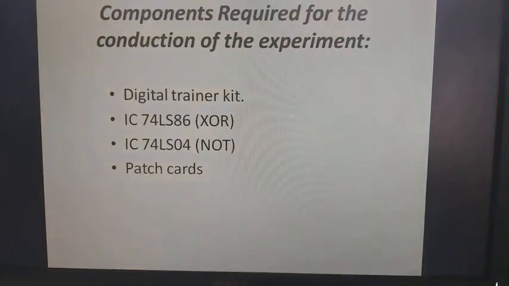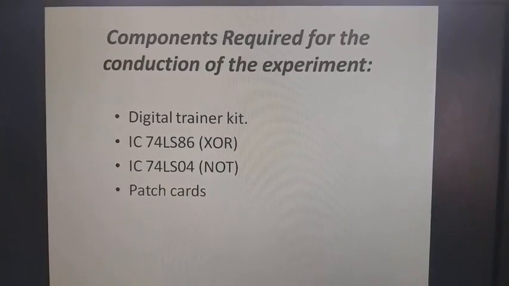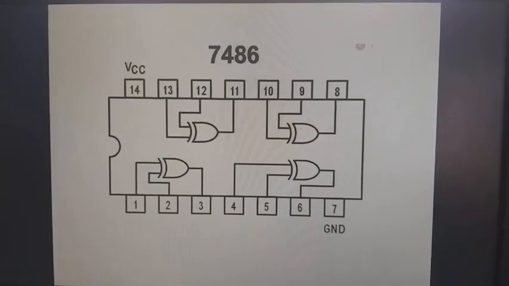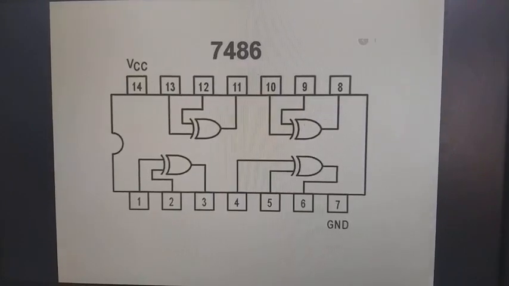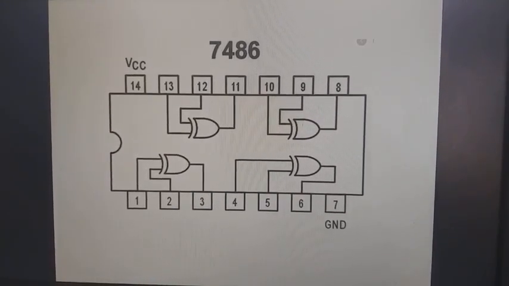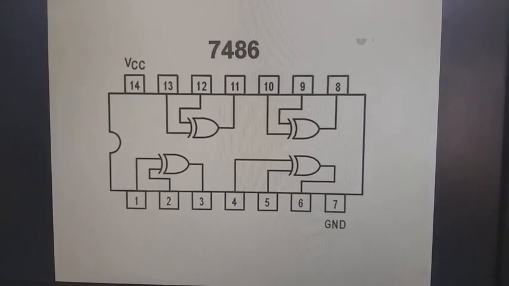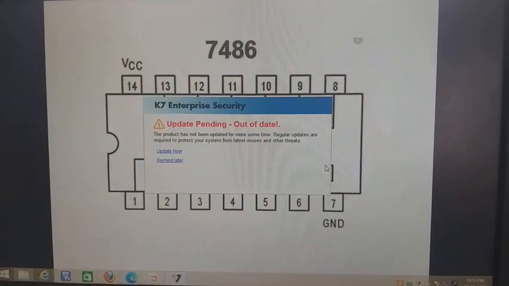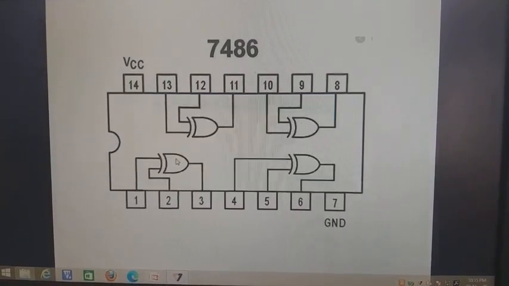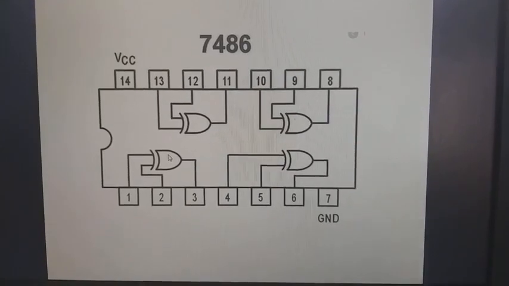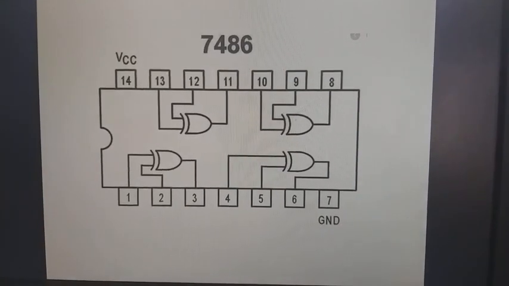So the ICs required to generate odd parity are the XOR gate and a NOT gate. Okay, coming to the pin diagram of the XOR gate. So this is the pin diagram. 1 and 2 are inputs, 3 is output, 4, 5 are inputs, 6 is output, 7 is ground, 13 and 12 are inputs, 11 is output, 10 and 9 are inputs, 8 is output. For the NOT gate, we have already come across the pin diagram of the NOT gate.